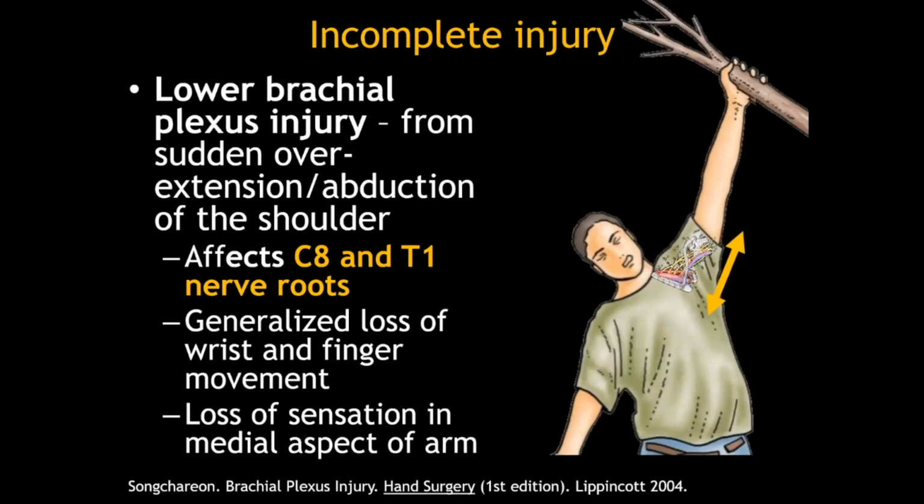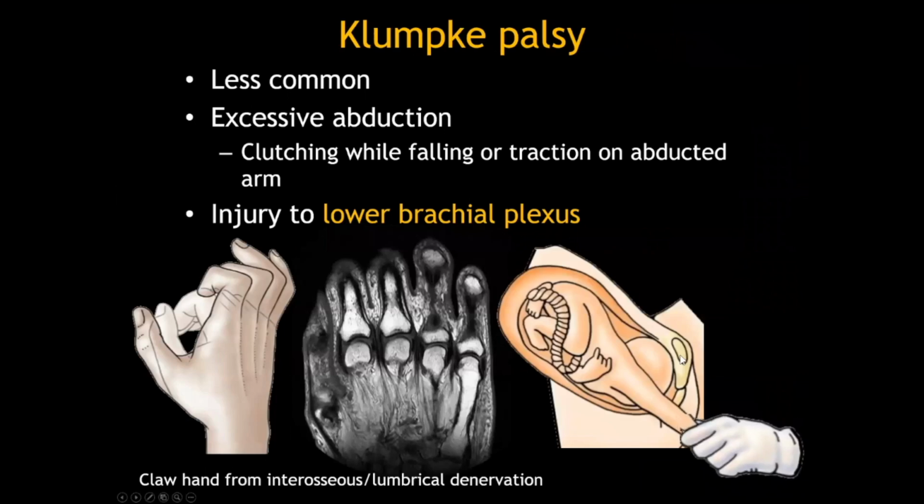The other form of incomplete injury that can occur is along the more inferior parts of the brachial plexus. This too, the result of a stretch injury, but along more the axillary portions of that brachial plexus. So as you can imagine, it's going to affect the lower portions, in particular the C8 and T1 nerve roots. This will result in generalized loss of wrist and finger movement and loss of sensation at the medial aspect of the arm, as opposed to the upper brachial plexus injuries that we saw earlier.